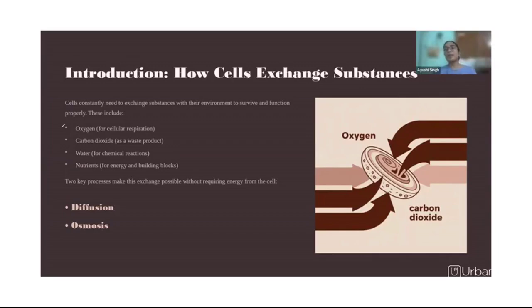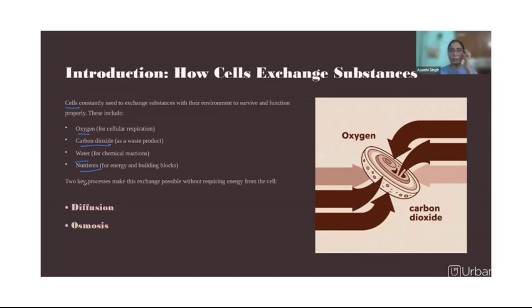Right? So cells also constantly need a lot of substances to be exchanged. You also bring a lot of different raw materials so that you can prepare your own food. Similarly, cells also need to exchange oxygen for respiration. They need to take out carbon dioxide from the system. They need water for different kinds of chemical reactions and nutrients just to build up their energy for different kinds of function. So for that process, how will it occur?